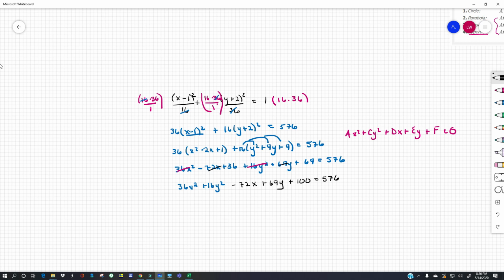And my right hand side is not 0, so that means I need to subtract 576. When I do that, I'm going to have 36x squared plus 16y squared minus 72x plus 64y minus 476 equals 0. So this is a negative 576 and a positive 100, making it negative 476 on the left. And right now, you're probably still saying, well, that's still not the general form that you gave us.